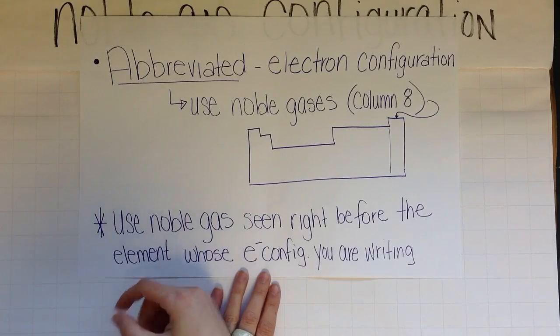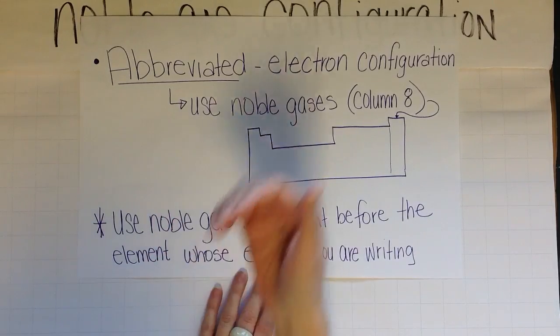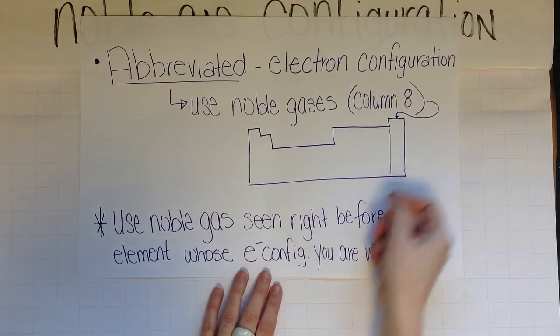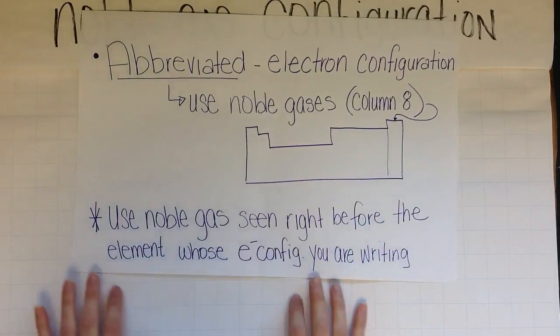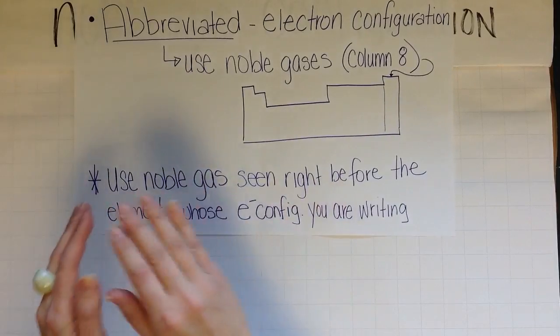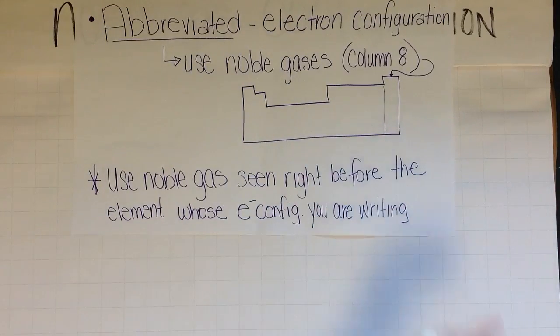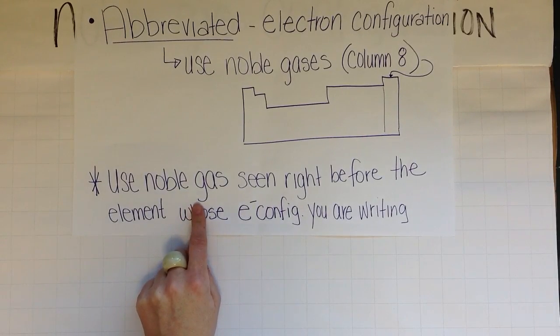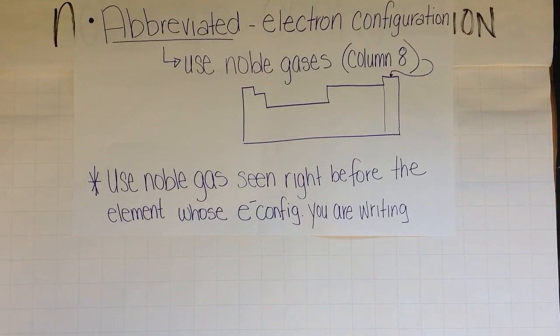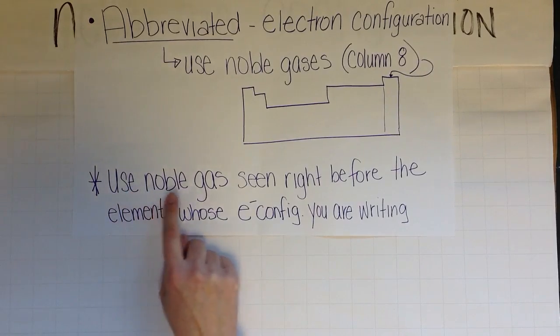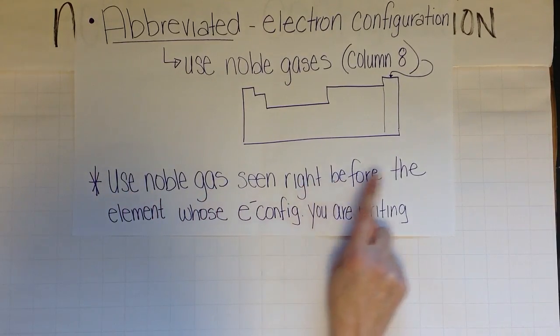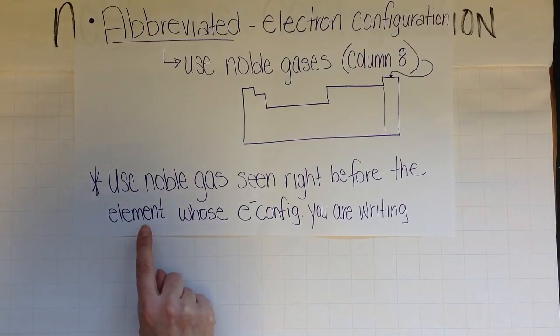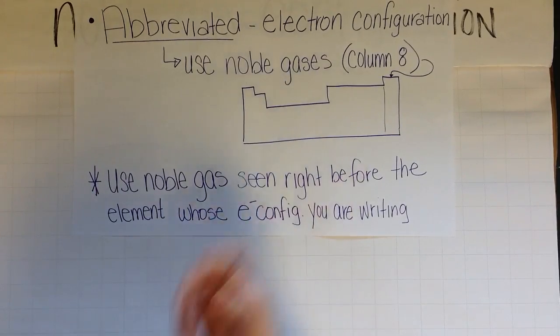And the important thing is that the abbreviation involves a noble gas. Remember, the noble gases are seen here in column 8. So here's what you're going to do. Instead of writing the entire configuration from beginning to end, you start at the last noble gas before the element whose electron configuration you are figuring out. So you want to use the noble gas seen right before the element whose electron configuration you're writing.